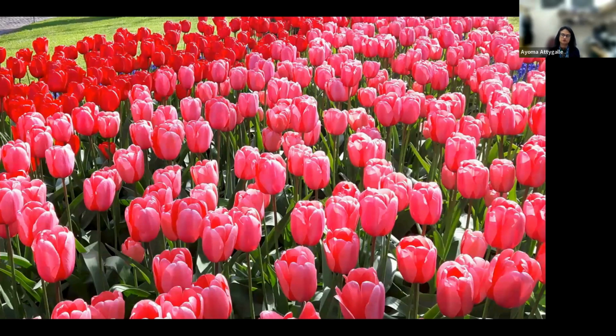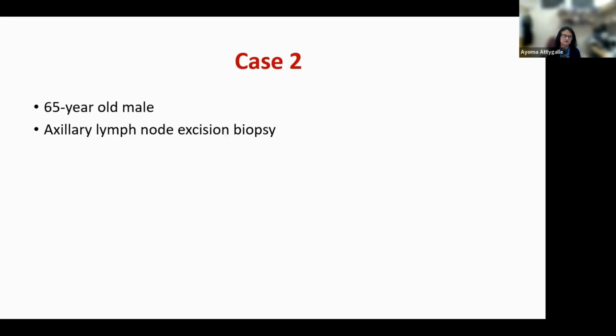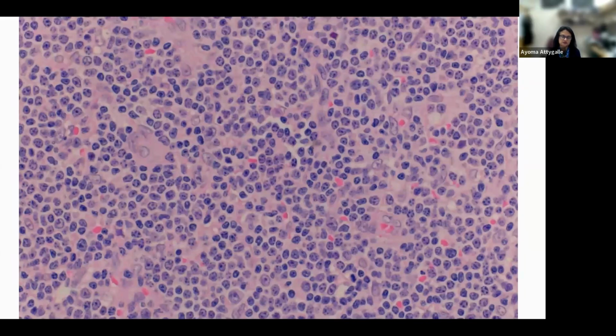So from this, I move on to the next case, which is a 65-year-old male with an axillary lymph node excision biopsy. This also has effaced architecture, and even at this far, you can see some pale nodular areas imparting some nodularity to this lesion. Going closer, obviously you're seeing some vessels, but what you are seeing is a population of small mature lymphoid cells, interspersed with scattered larger cells with central nucleoli.